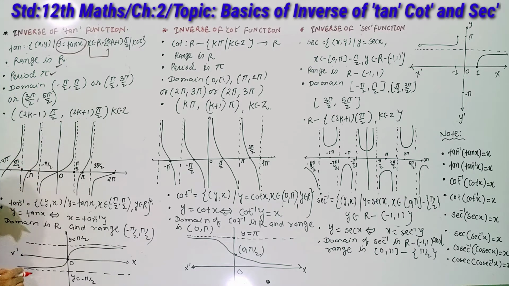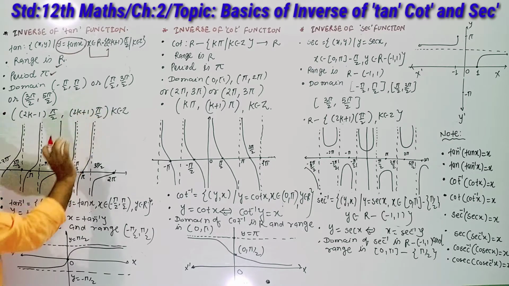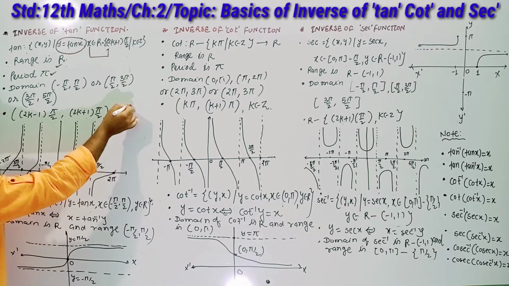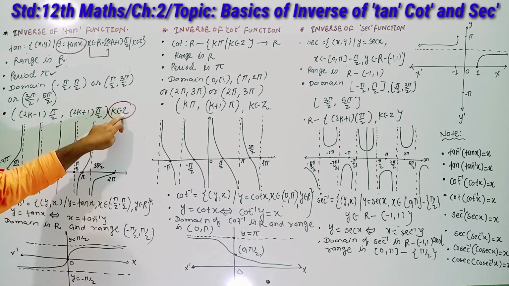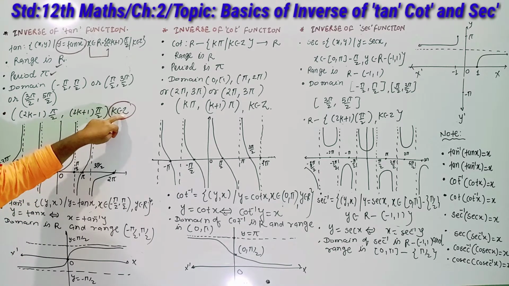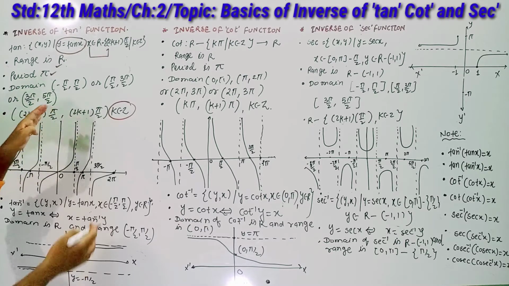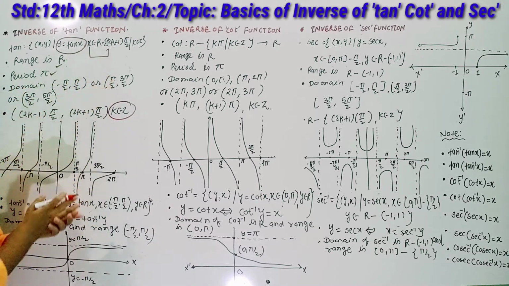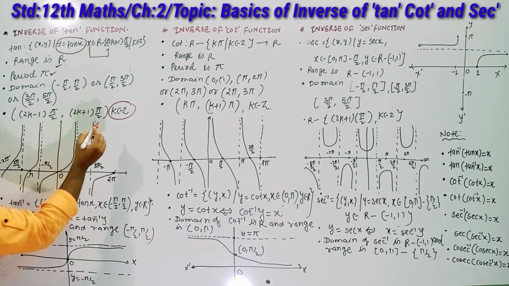Students, let us see this here. The domain can be generalized as between (2k minus 1) pi by 2 and (2k plus 1) pi by 2, where k belongs to the integers. K belongs to integers means you can take any integer value like 0, 1, 2, 3, 4, 5, or minus 1, minus 2, minus 3, minus 4. If you put all these values in, you get the domain in this form. Right students?